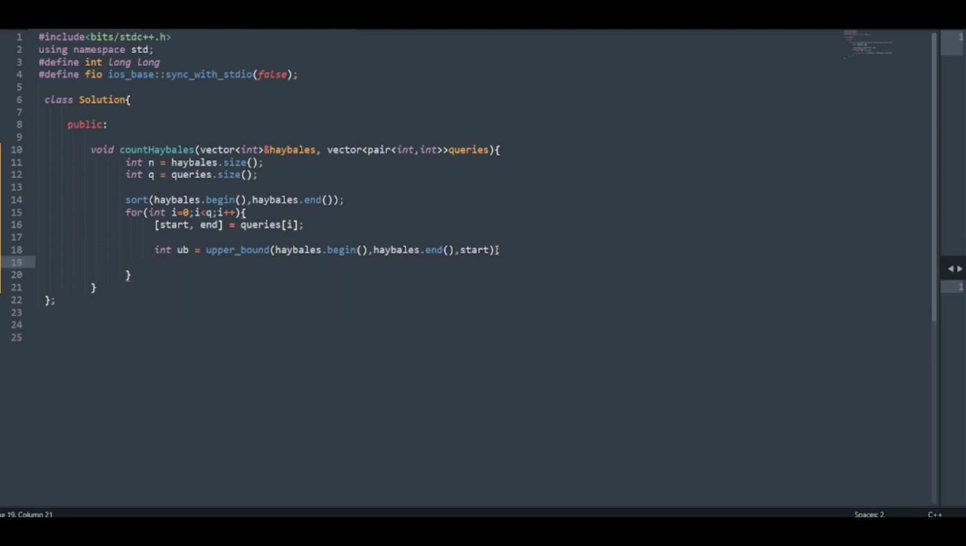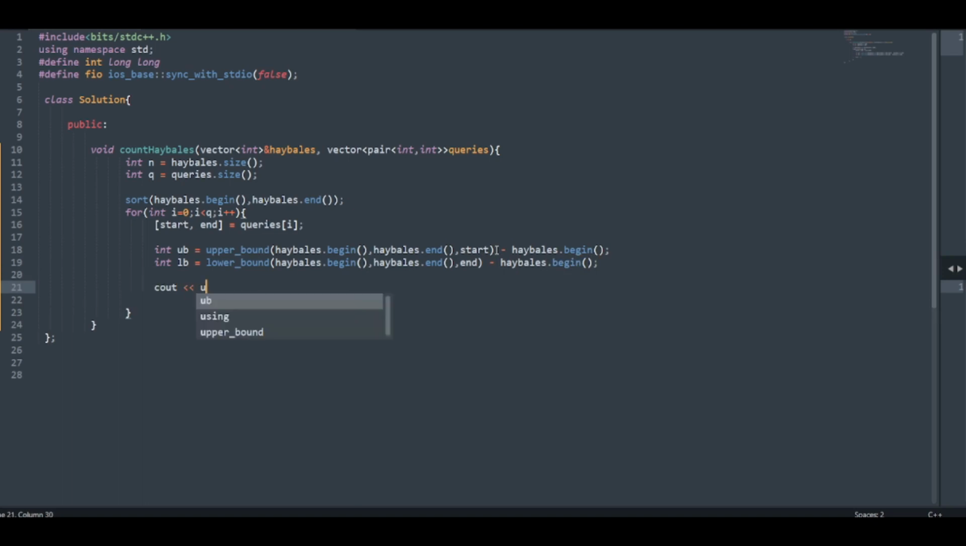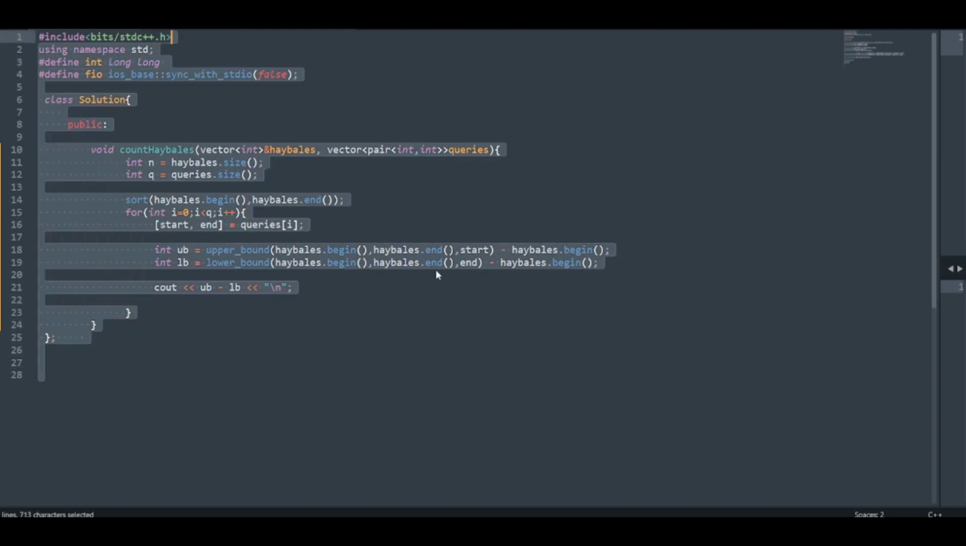We have to subtract Haybales dot begin to find the index of this upper bound. Similarly, we find the lower bound, and print the difference ub minus lb. That's all, in a new line. So that's the implementation of this countHaybales function in C++.